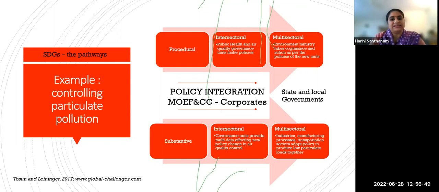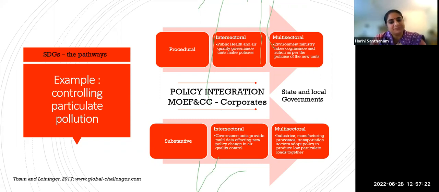So having this data in hand, they can make new policies which can be implemented on a multi-sectoral approach by the Environment Ministry, which takes cognizance of this data and acts as per the policies of these new units. Right, so there can be regulations in place which can ensure that the intersectoral approach by procedural means is achieved, which can help to make this a very coherent policy across all states in India.